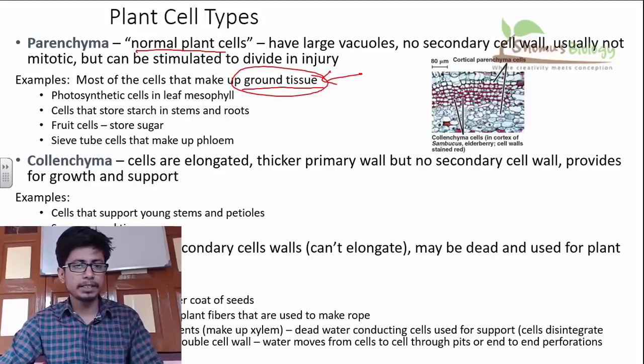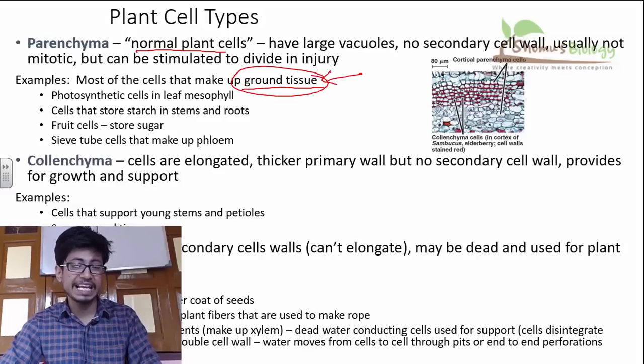And parenchymal cells can be photosynthetic cells in the leaf mesophyll. There can be cells that store starch in stems and roots. As you know, potato is a type of such cell that can store starch. Fruit cells can also store sugar, and there are sieve tube cells that make up phloem. So parenchymal cells are very versatile. They can make phloem cells, they can make cells that carry out photosynthesis, they can make cells to store starch.